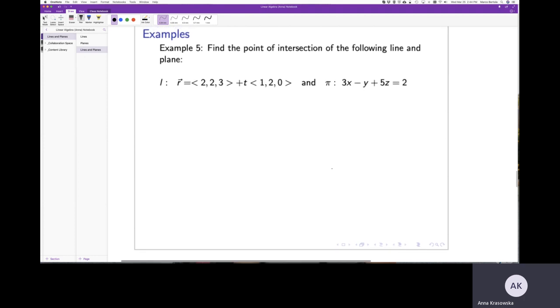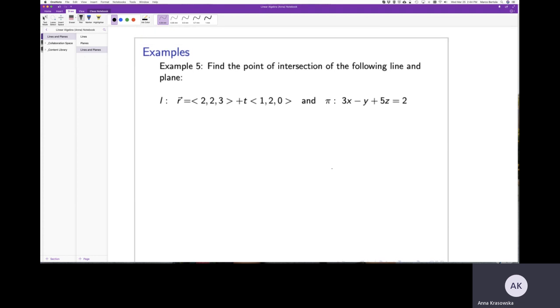Okay, so now we will find a point of intersection of the following line and plane. And so I hope it should be pretty clear.